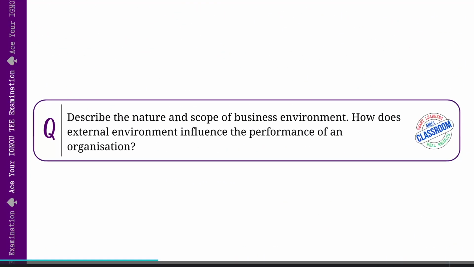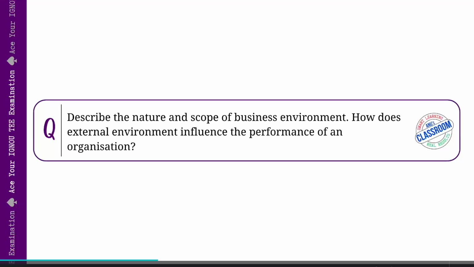Describe the nature and scope of business environment. How does external environment influence the performance of an organization? To answer this question, I want you to imagine that you are running a business, say a cafe. One day, a new competitor could open another cafe across the street, and the next, the government may change the tax rules, and suddenly, everybody might want oat milk or almond milk instead of regular milk. So, that is your business environment in action. It is constantly changing, it is dynamic, and also a little unpredictable.